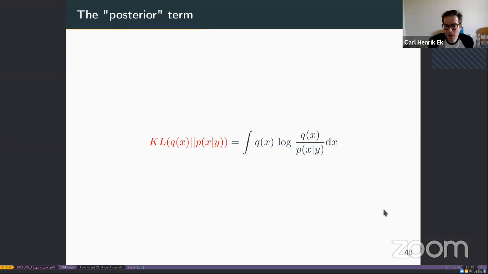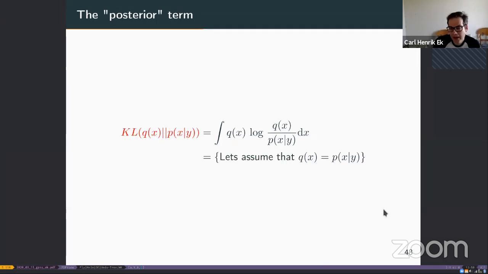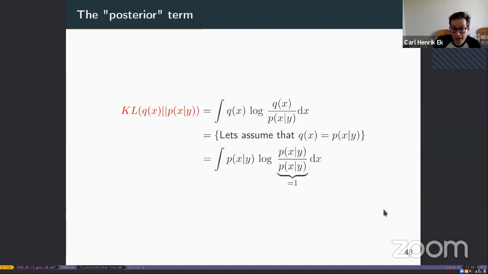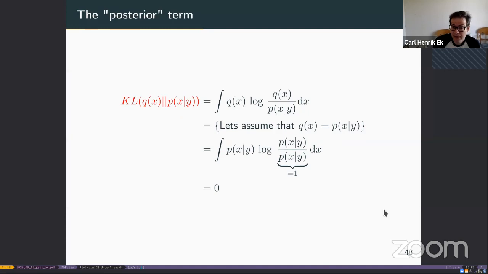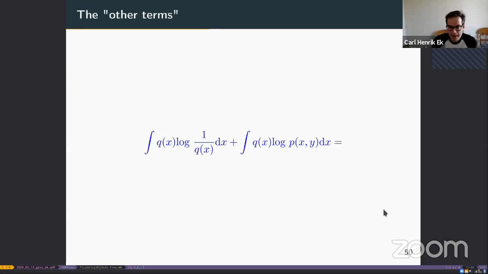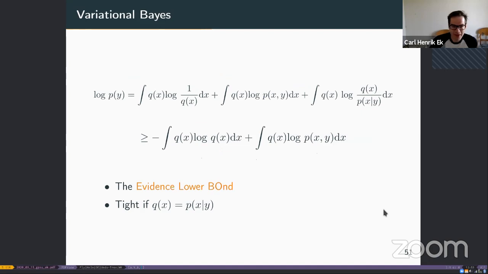The other thing is I can check when it is 0, and this is quite easy. If I assume that Q of X is equal to P of X given Y, and I just plug this in, now I get P of X given Y over P of X given Y, which means I get 0. So this term here, the KL divergence, is 0 when Q of X is equal to the posterior, when I am allowed to exactly cut that dependency between Y and X, and it's always positive. That's the two things that I know. So we can skip these terms. I'm just running out of time a little bit.